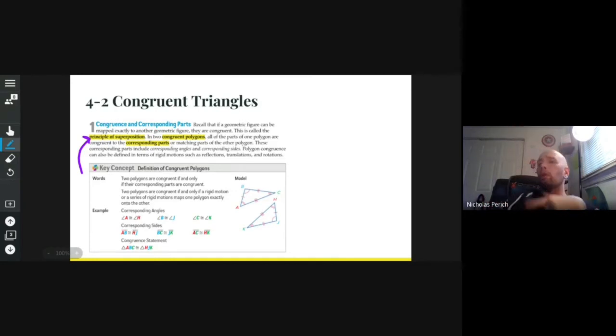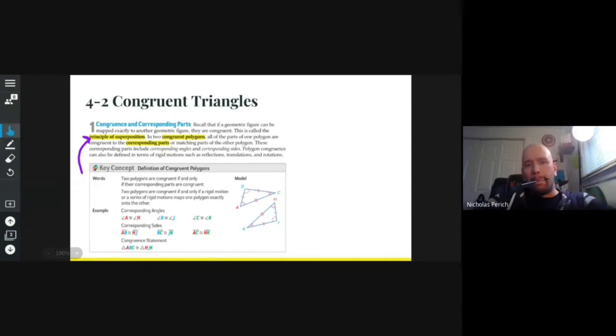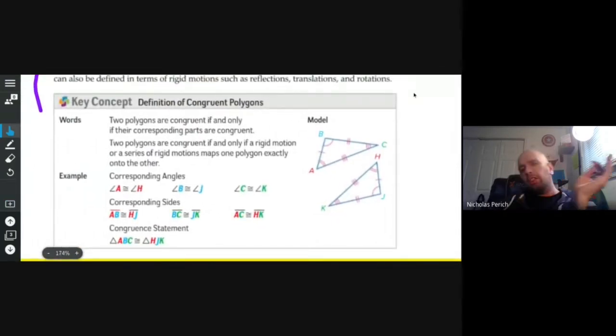When I say corresponding, what I mean is which angles are the same exact angles. So when I look at this picture, and let me blow it up a little bit, you can see some of these angles, where that C there has a triple line and that K there has a triple line. And the triple line means that they're the same exact angle. So I could say that angle C and angle K are corresponding angles.